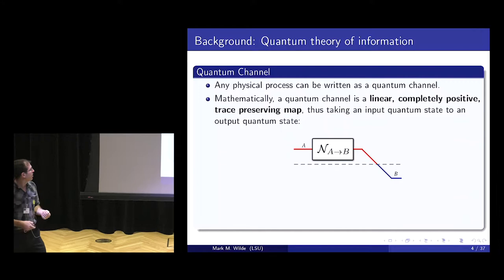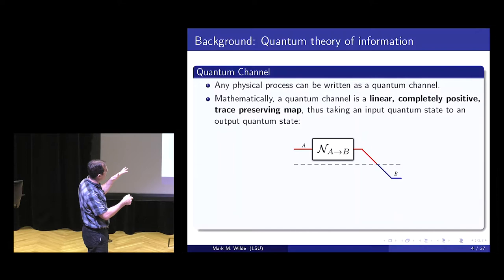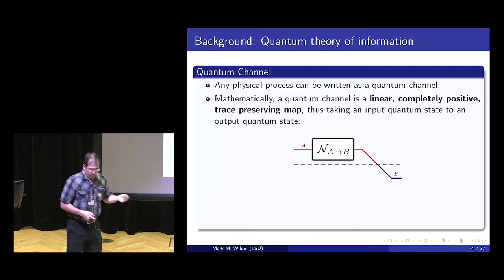But what we require is this notion of complete positivity. If the channel is acting on one share, maybe there would be another quantum system over here that could be entangled with this one. In that case, the channel should output a legitimate quantum state, and that's the requirement of complete positivity. So it's just acting on one share of a quantum state. And it should be trace preserving. You can think of that as probability conserving.